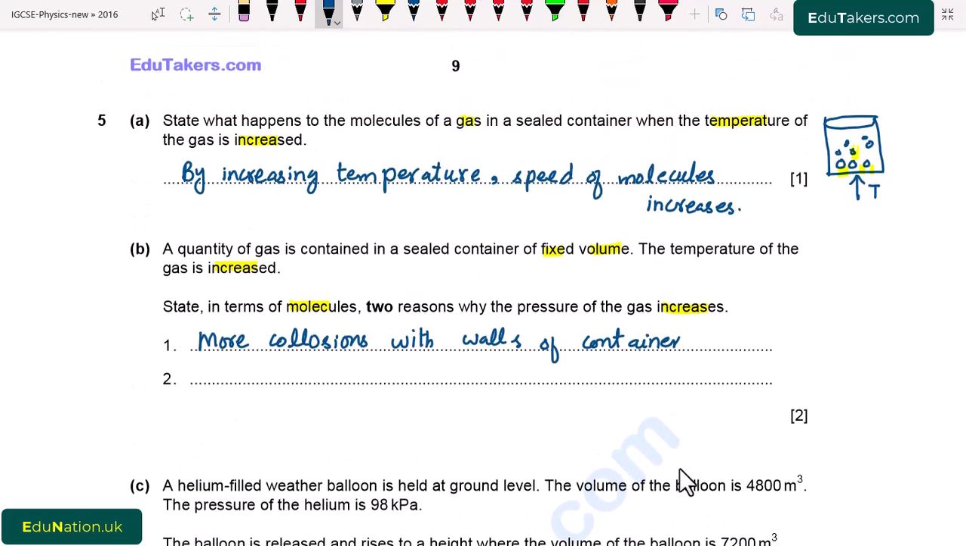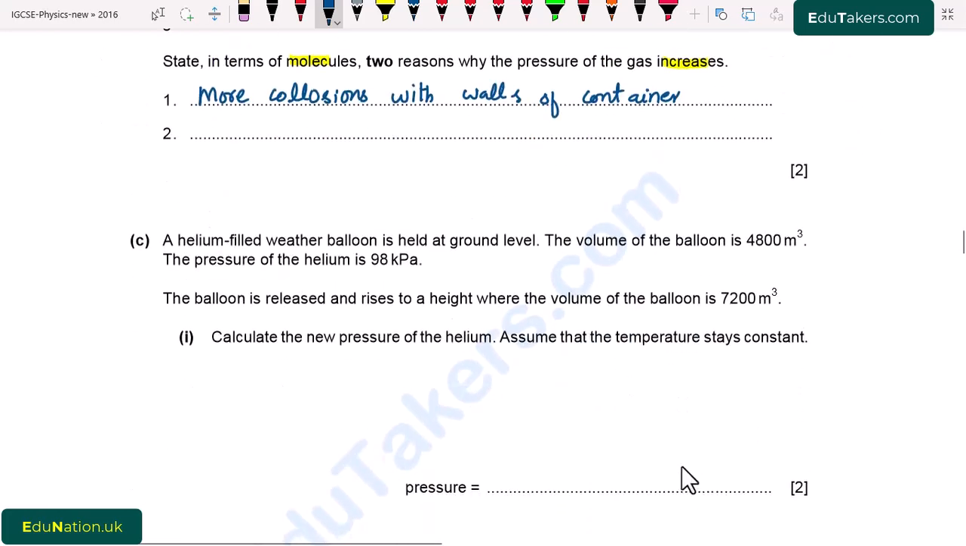As there are more collisions, there will be a greater change of momentum. First of all, I consider this molecule as it collides with the wall of the container and then bounces back. So there will be a change in momentum. When the number of collisions is greater, there will be a greater change of momentum, due to which the pressure of the gas also increases. So I write here: greater change of momentum.